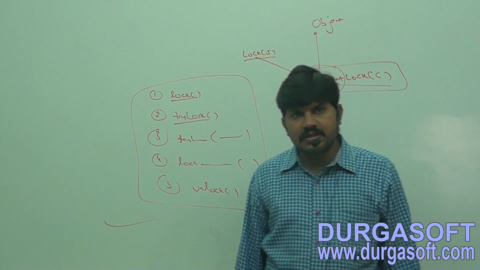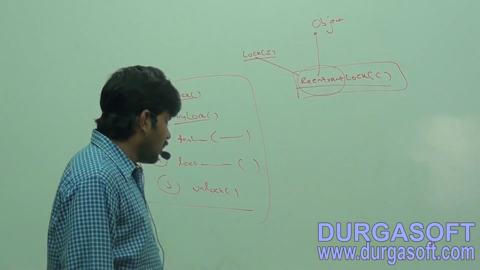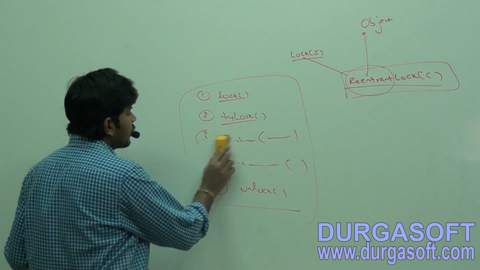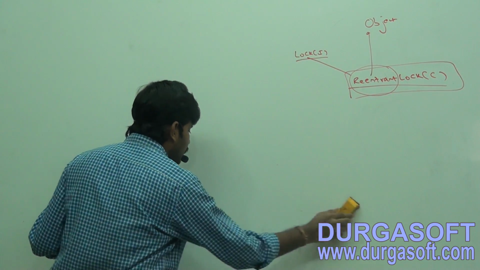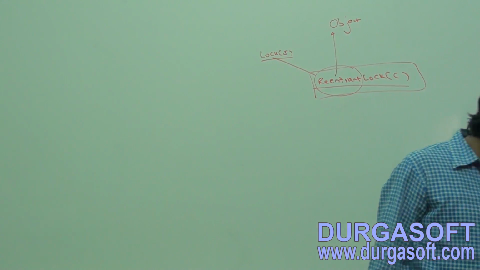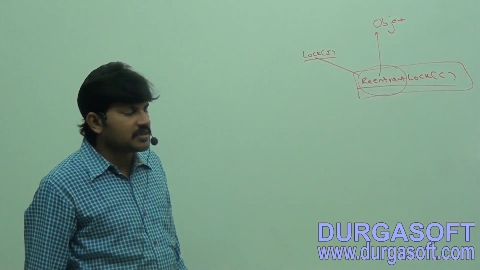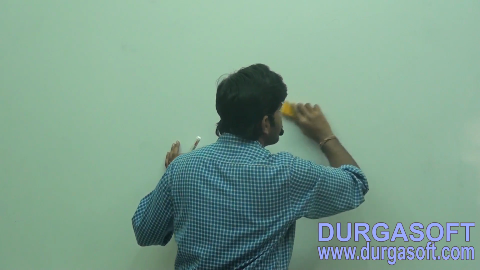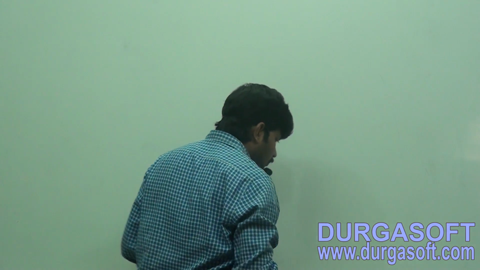First, keep in mind that re-entrant lock is the implementation class of the lock interface, and it is the direct child class of Object.